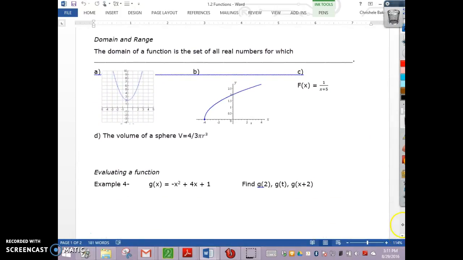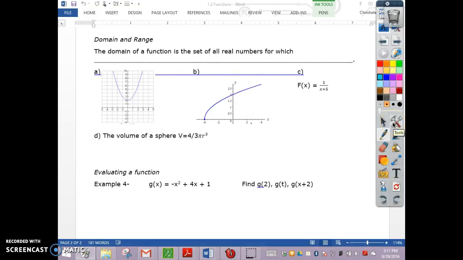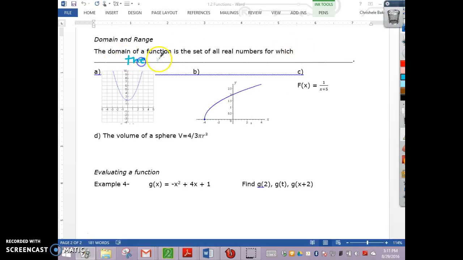Okay, we've been talking about domain and range a little bit, but you know what? We need to talk about it again. So the domain of a function is the set of all real numbers for which the function is defined.